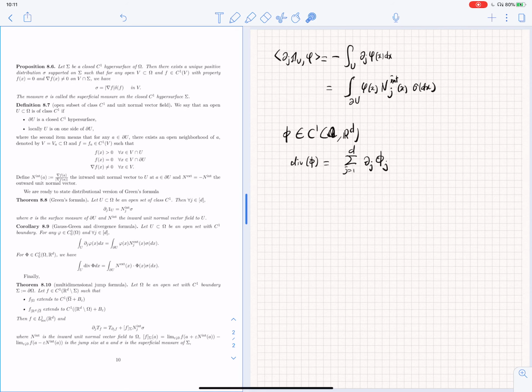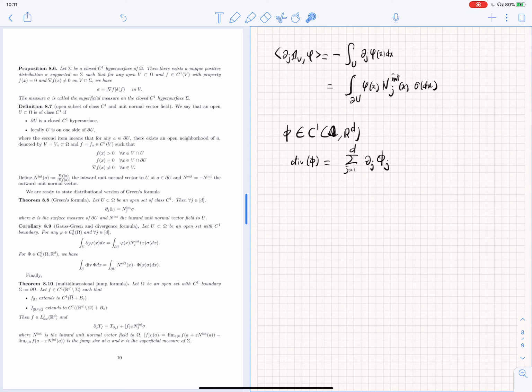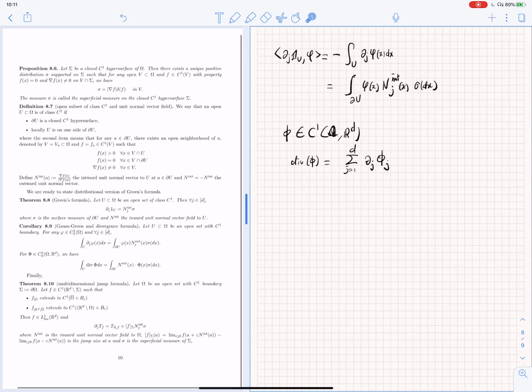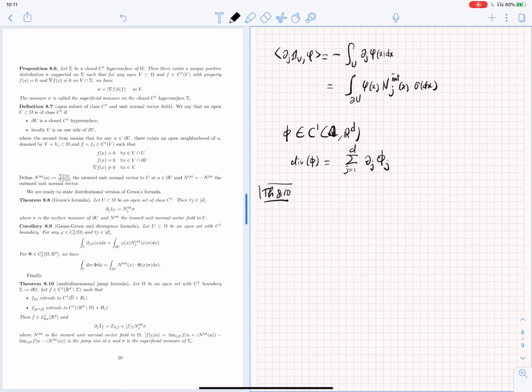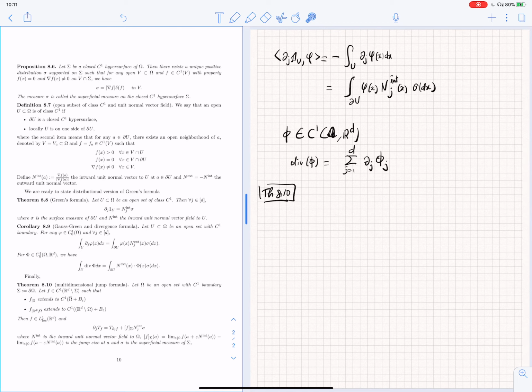Okay, so finally we are ready to state a multivariate version of the jump formula. The proof is quite light because we have done all the hard work before. So let me give a final proof. Theorem 8.10. Now, let me state the theorem first.